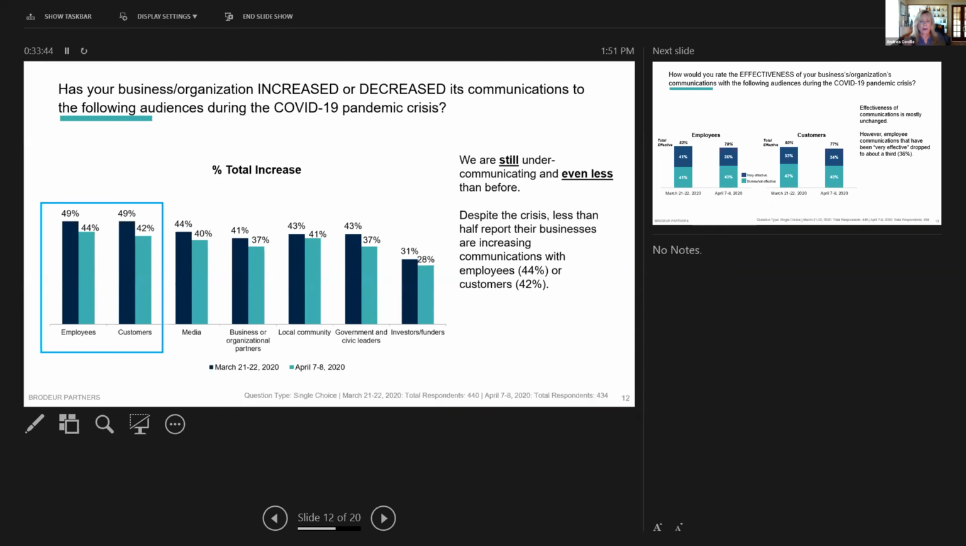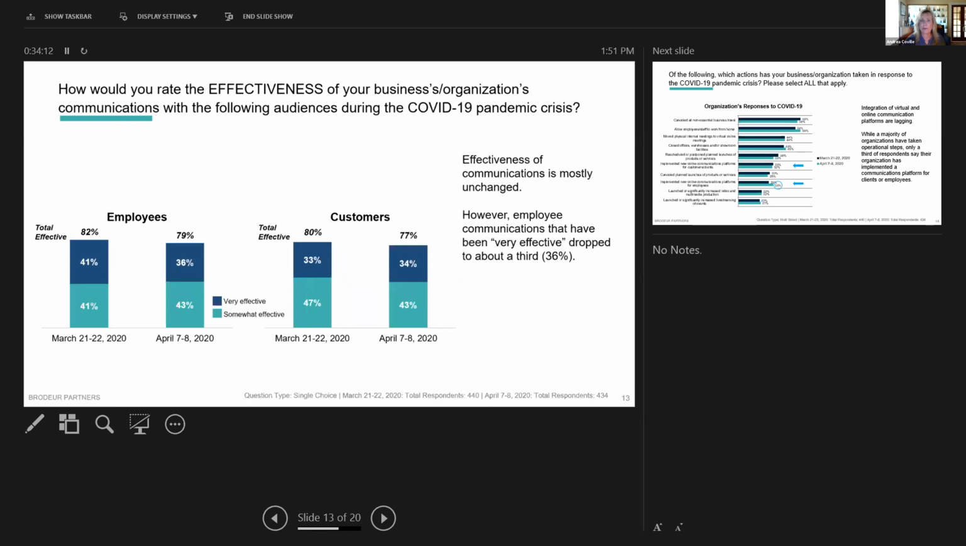businesses are starting to communicate to their employees less than they're communicating to their customers. You'll see this data in the next slide, but it's very interesting. And then you look at other tangential audiences like media, business or organizing partners, local communities, investors and funders, government and civic leaders. You're starting to see an overall decrease in communications in this survey group.